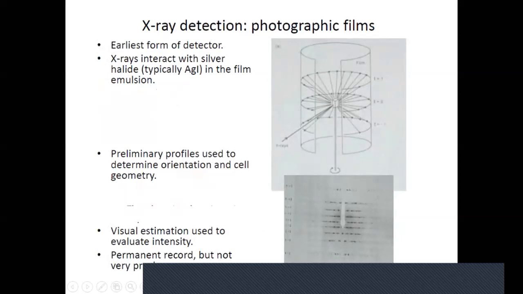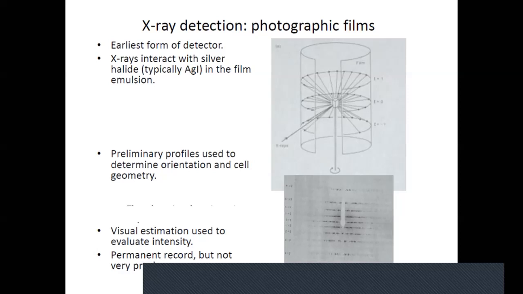So when they first started using X-rays, the detection was just photographic film. So the X-rays would strike the crystal, diffract, and then they would hit the photographic film and interact with the film to produce spots, diffraction spots. And from that, you can measure things like the cell geometry, the orientation of the crystal. But all of this was done visually.